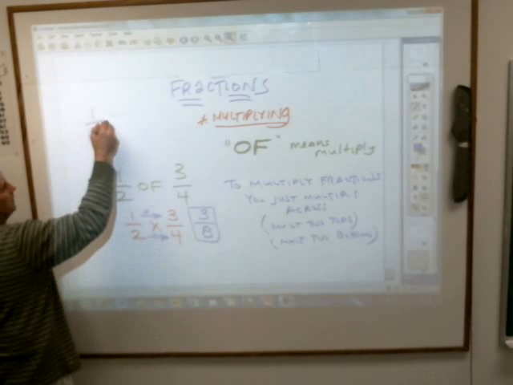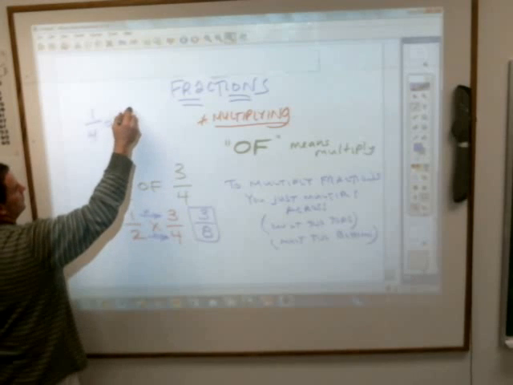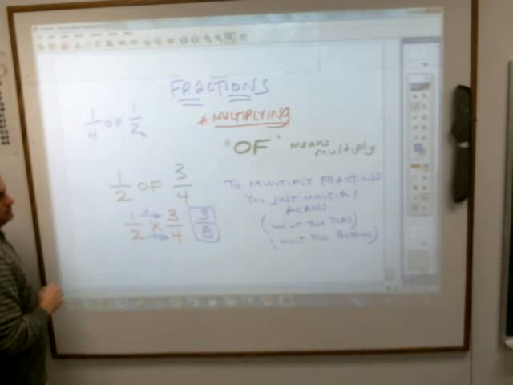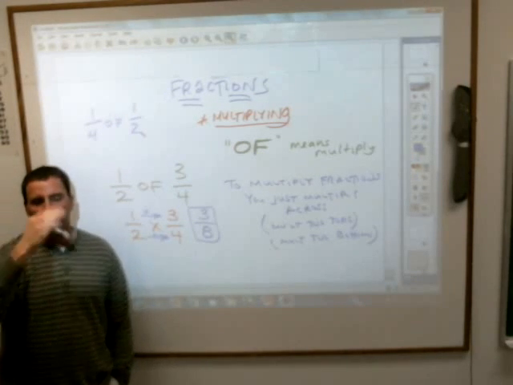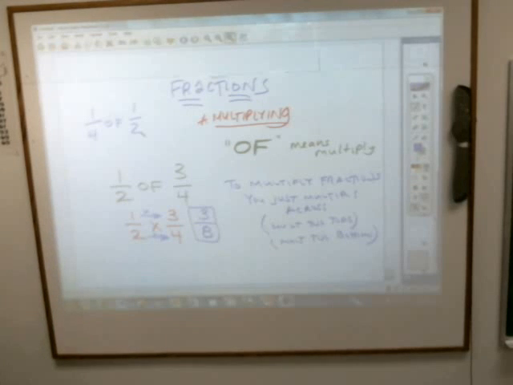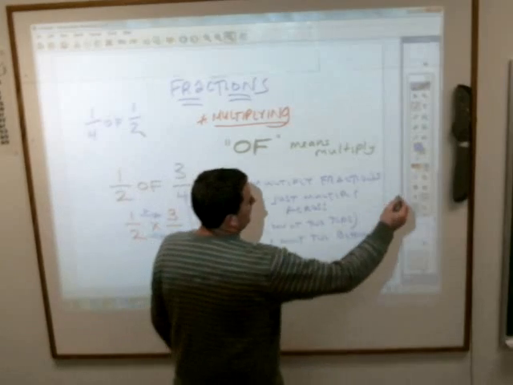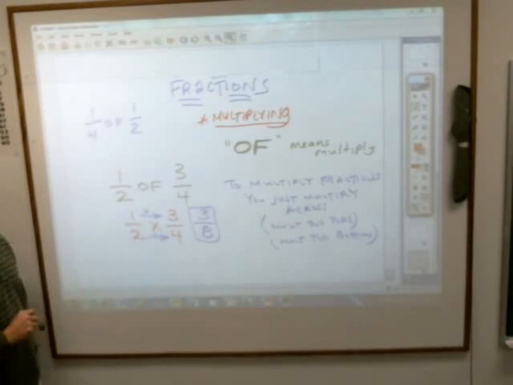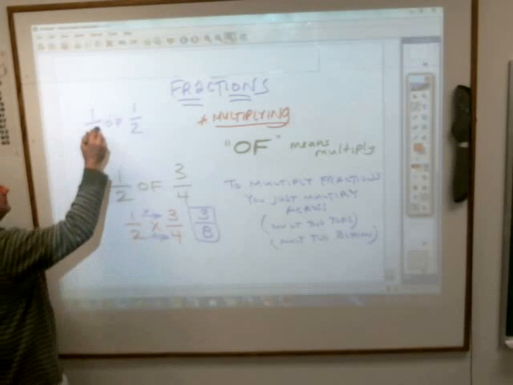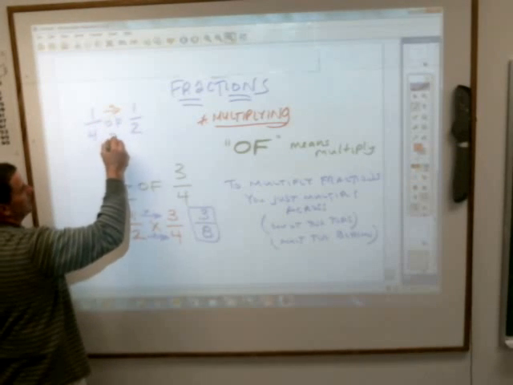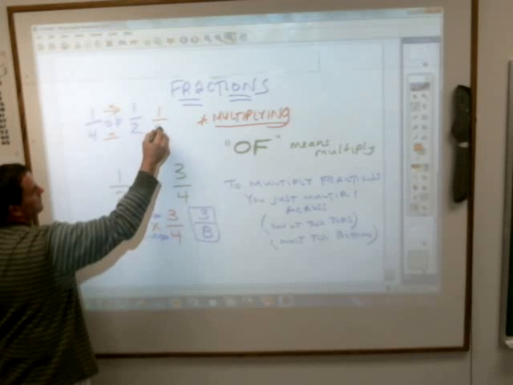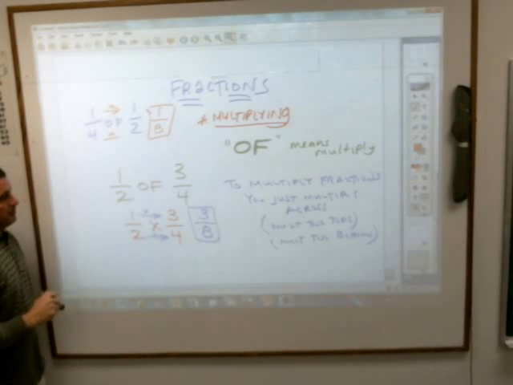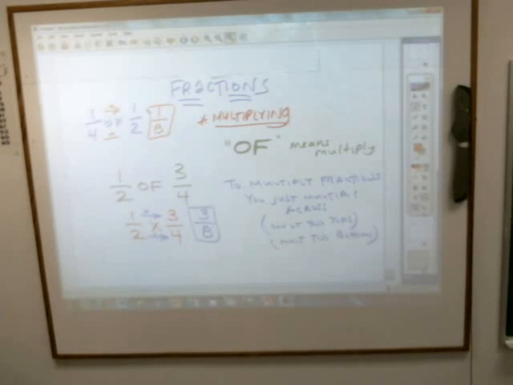1/4 of, I don't know, 1/2. If you take 1/2 and cut it into 4 equal pieces, you are going to end up with, it doesn't get any easier than this, 1/2 of 1/4 is, DJ? 1/8. Exactly, because you just simply multiply across. 1/8.